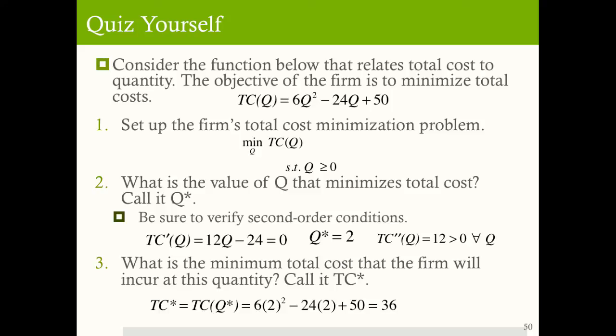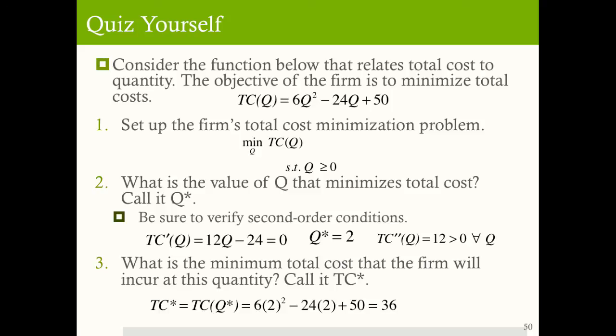Alright, so for the first question, set up the firm's total cost minimization problem. What we're trying to do is minimize total cost by choosing quantity, subject to quantity being greater than or equal to 0. To find the Q that minimizes total cost, we set the derivative of total cost, marginal cost, equal to 0. We get 12q minus 24. When we solve for Q, we get Q star equals 2.